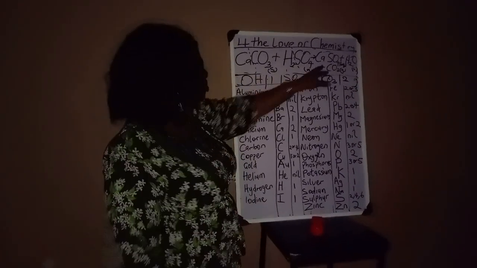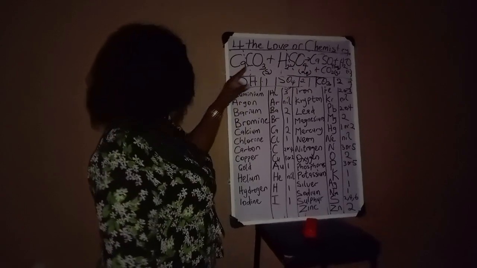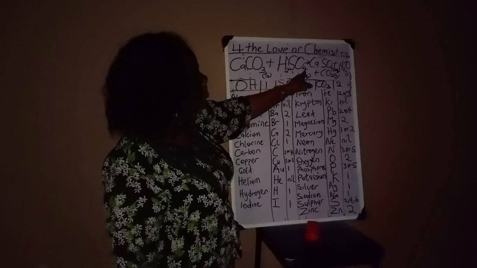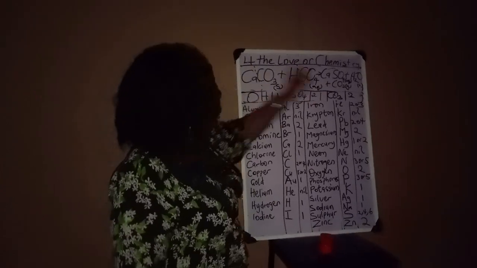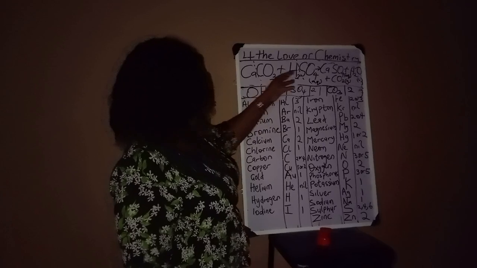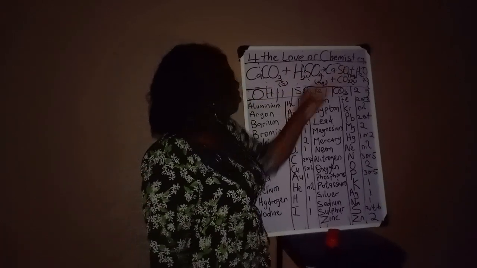So we have one calcium here, one calcium here, one carbon here, one carbon here, 3 oxygen plus 4, that's 7 oxygen. This is 4, 1 and 2, 7. We have 2 hydrogen atoms here, we have 2 hydrogen atoms here. 1 sulfur, 1 sulfur, and we are good. So the equation is balanced.